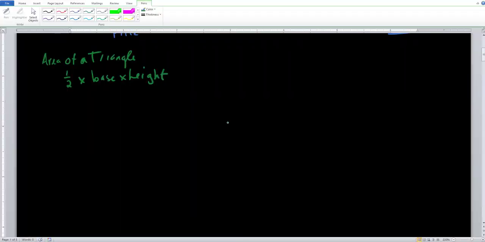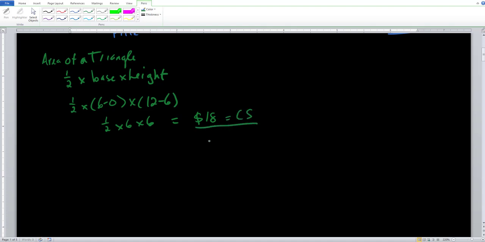And you go ahead and just insert these numbers into our formula. We have 1/2 times the base, which was 6 minus 0. And then the height, which was 12 minus 6. And you want to go ahead and simplify all of this. We'll get 1/2 times 6 times 6. So 36 times 1/2 will give us $18. And this is going to be $18 worth of consumer surplus. So this is only going to be our welfare or efficiency on the consumer side. So how much are consumers actually saving? All the consumers within this particular market. So far, so good.